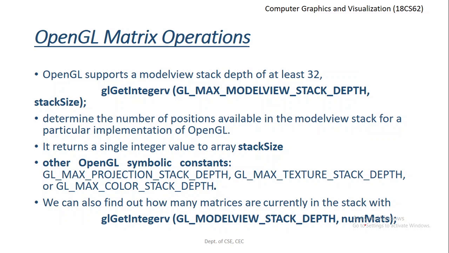So matrices will be stored in the form of a stack. If you want to get how many matrices are present in the stack, you can do that using this get integer vector function, again glGetIntegerv. The parameters are GL model view stack depth, comma number of matrices. So this OpenGL function called glGetIntegerv can be used to find out how many positions are available in the model view stack or a given stack for a particular implementation of OpenGL, as well as how many matrices are currently present in a given stack. So that is the usage of this glGetIntegerv function.